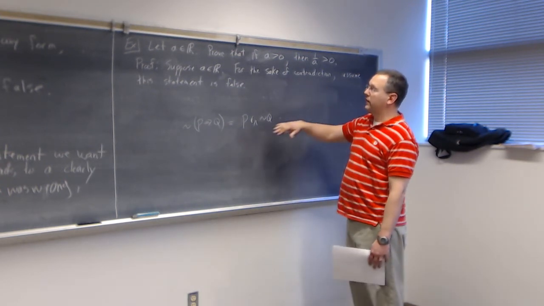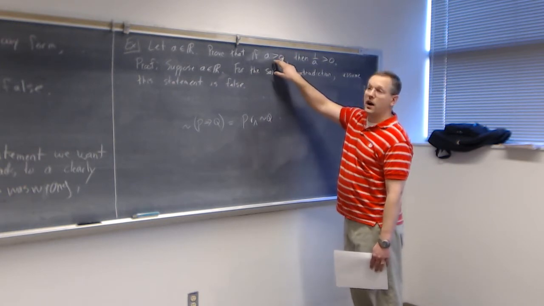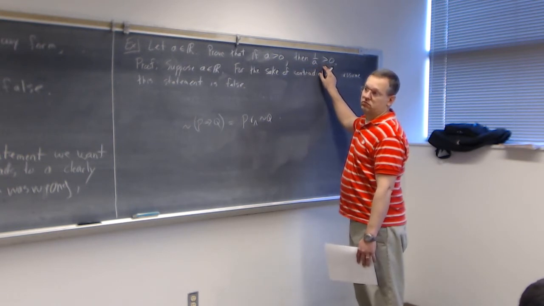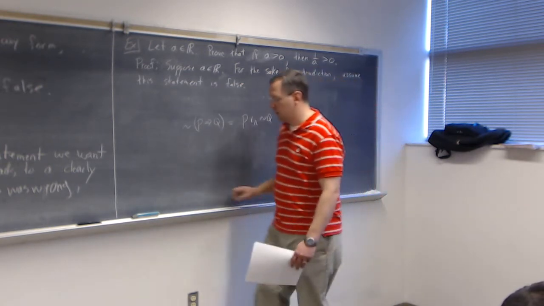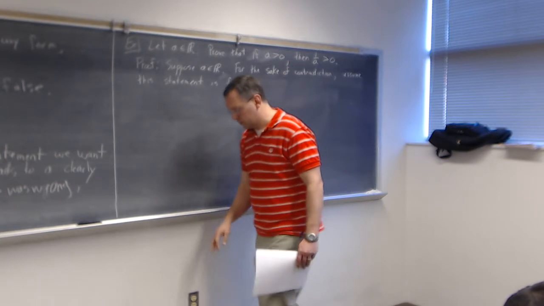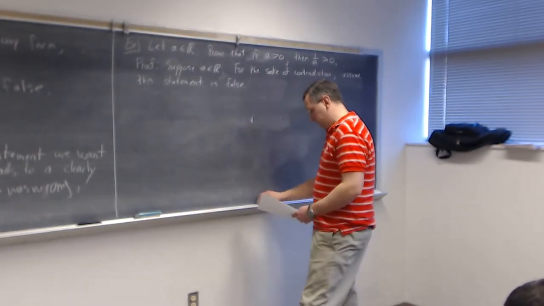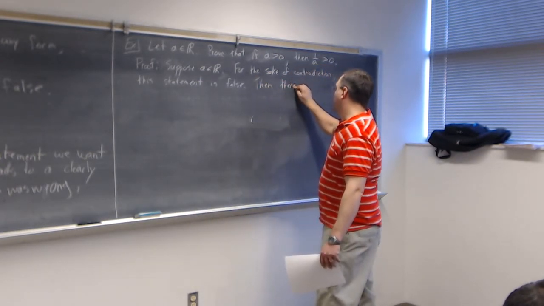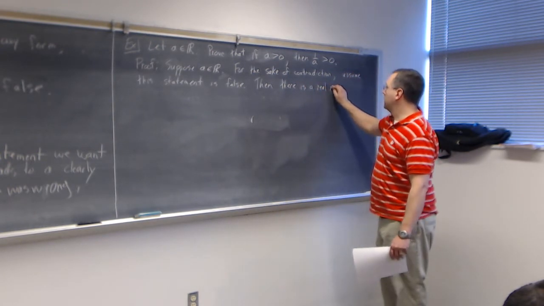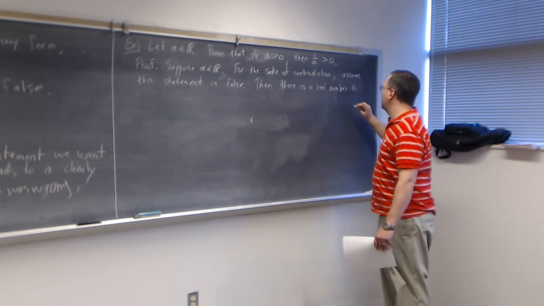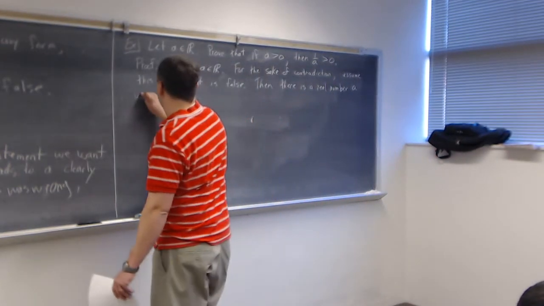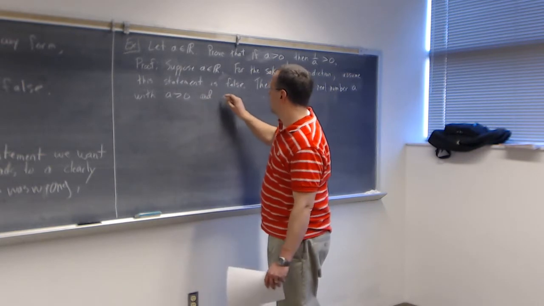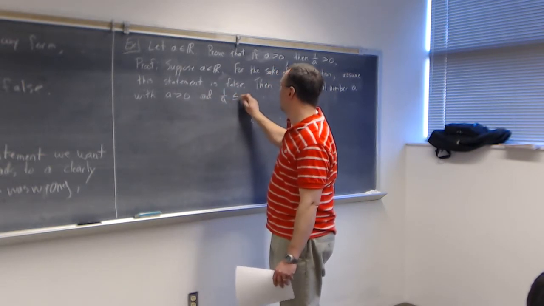So if I assume the statement is false, then I'm assuming there's a real number A that is positive and 1 over A is not positive, or in other words, less than or equal to 0. That's my original assumption here, and we're going to show that leads to a contradiction. So then there is a real number A with A greater than 0 and, at the same time, 1 over A less than or equal to 0.